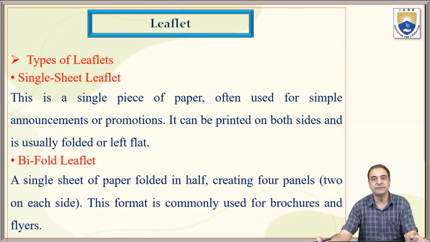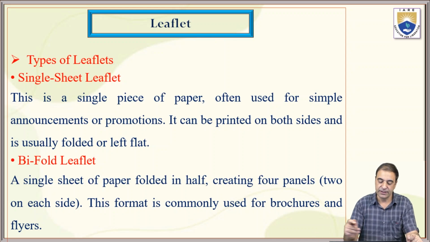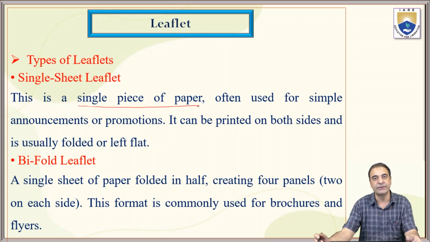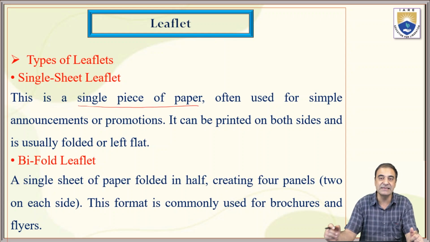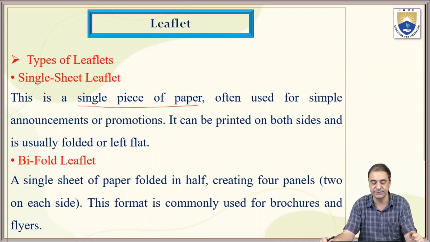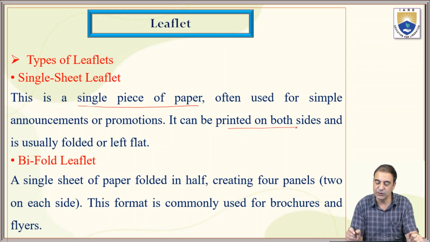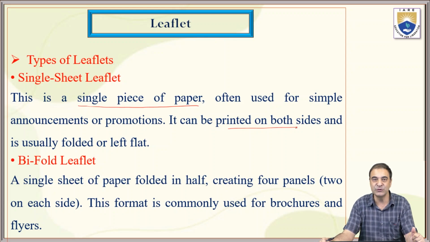Now the next one: types of leaflets. We have different types of leaflets. For example, we have the single sheet leaflet. As the word suggests, here we have only one sheet of paper. That's why we call it a single piece of paper, often used for simple announcements or promotions. It can be printed on both sides and is usually folded or left flat.